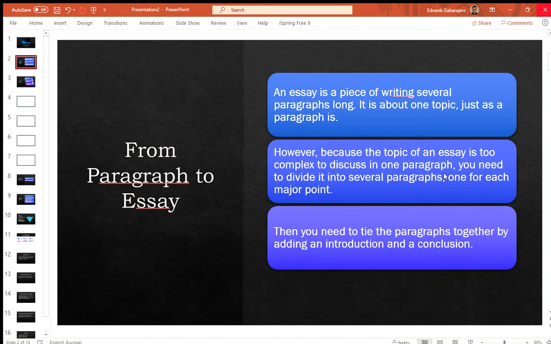And right, as they say here, also the topics are too long and complex to be discussed in one paragraph. Therefore, we need multiple paragraphs, each paragraph discussing a major point. And also we need to combine all of the paragraphs with an introduction and conclusion. So an essay, as you all already know, has a bit more parts than a paragraph. However, those parts also have similar functions as the parts of a paragraph.